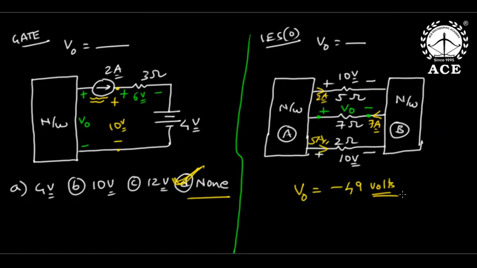V naught is how much? Minus 49 volts. Yes, V naught is minus 49 volts. Please understand. Now this is also a GATE 1 mark question, sir. Here also, what is V naught? Answer this carefully. Very interesting question.